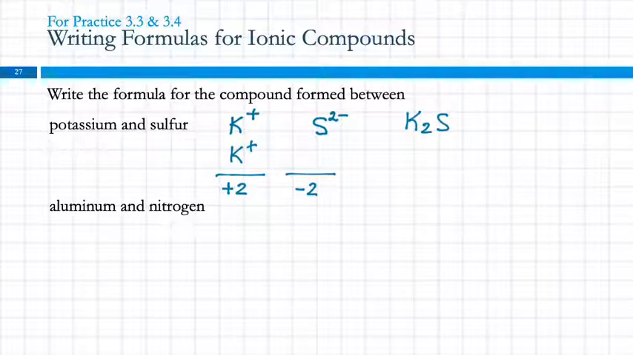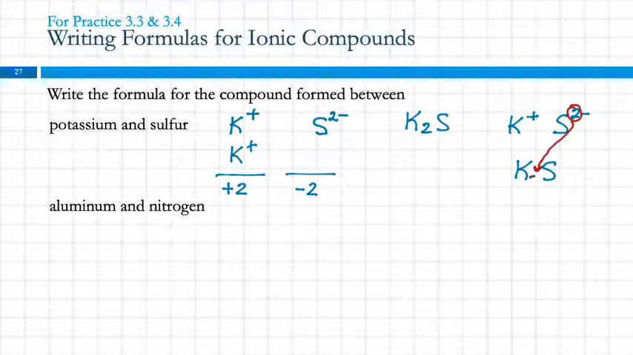You may have learned a crisscross technique, which a lot of students are very fond of, and it works most of the time, and that's pretty good. To get your formula, you're going to crisscross the charges. You're going to take the 2 from the sulfur, and that becomes the subscript for the potassium. And we're going to take the unwritten 1 from the potassium, and that becomes the unwritten 1 for the sulfur. And we get K2S.